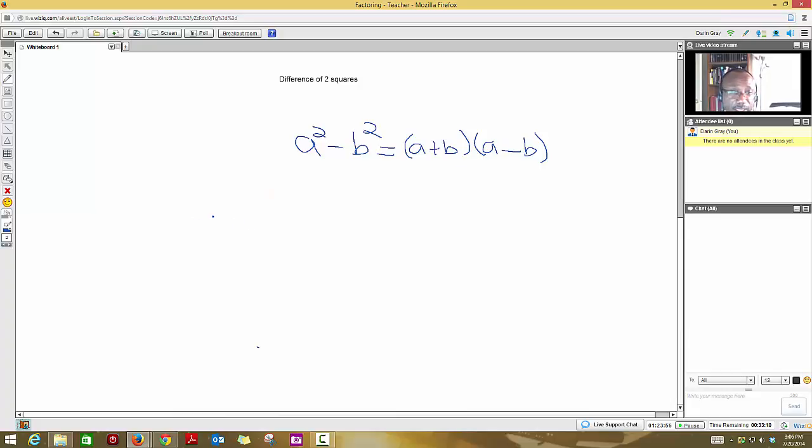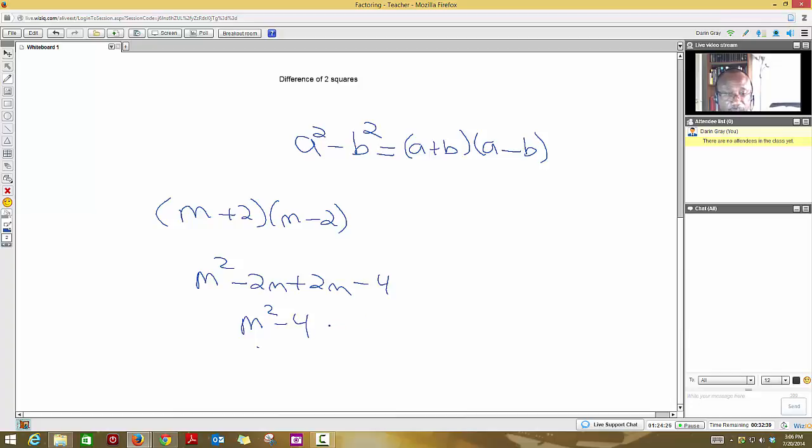Okay, so let's start with m plus 2 times m minus 2. First will give us m squared, and then we have the outside, which would be minus 2m. We have the inside, which would be plus 2m, and then we have the last, which would be minus 4. These two will cancel. We end up with m squared minus 4, which is the same as m squared minus 2 squared. Notice this and that.